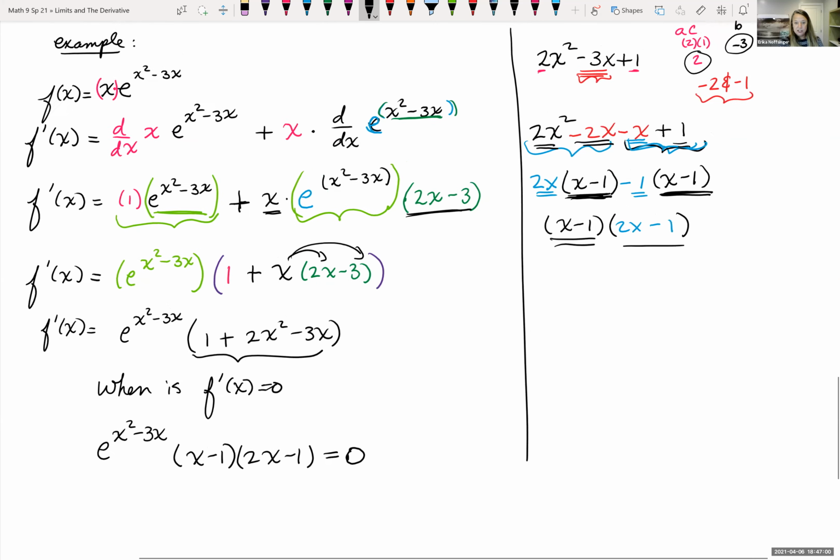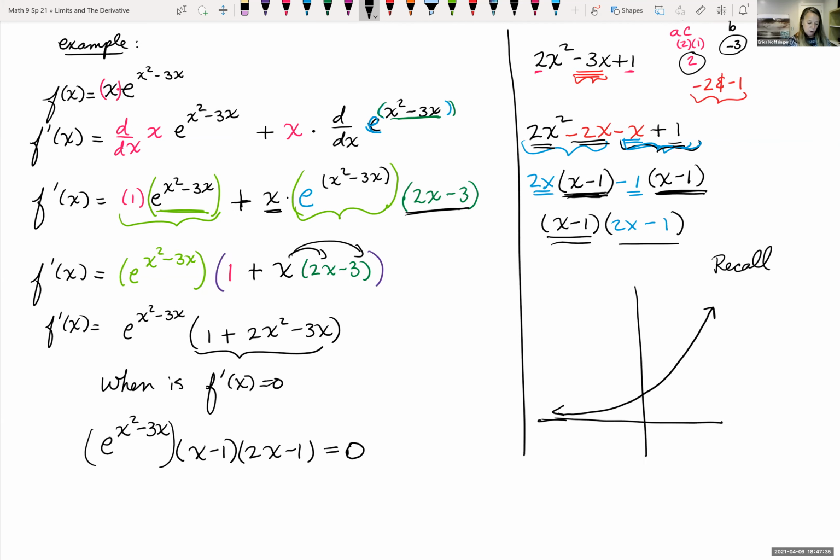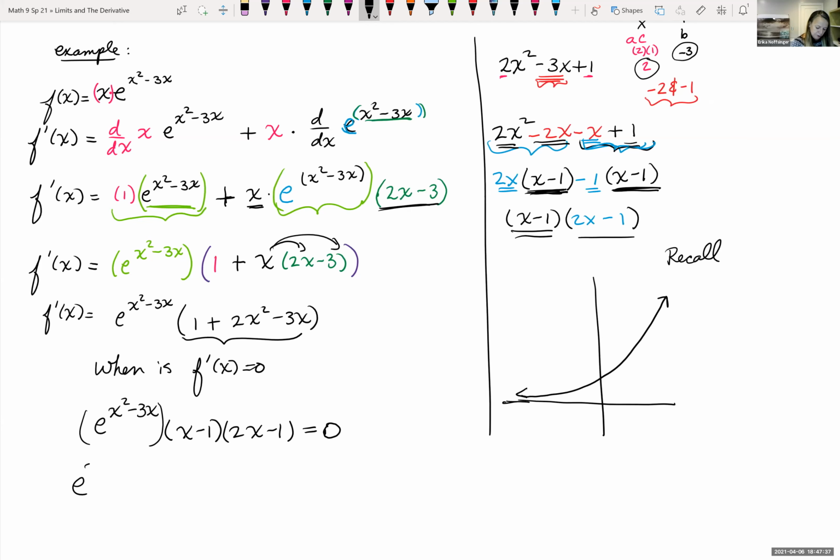If you graph the function e, recall that's just the irrational number 2.718, so it goes on forever, but let's just say 2.7. If we raise 2.7 to any number, you're never going to get this to equal 0. Remember, e kind of looked like this function. It had a horizontal asymptote, but it never crossed the x-axis. So this piece here, e to the x squared minus 3x, when we're looking at when is that equal to 0, we don't have to worry about it.